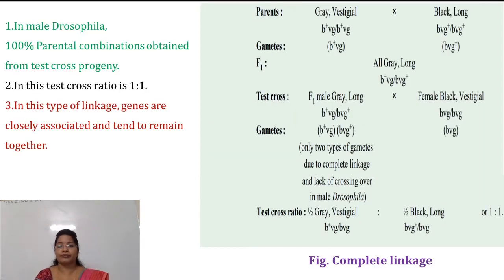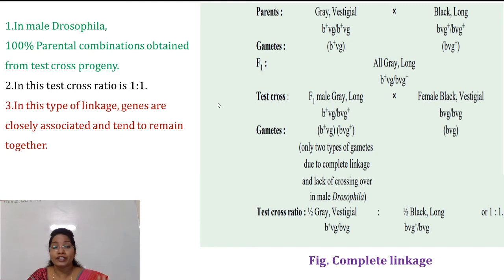Let's study the cross. When a grey vestigial Drosophila is crossed with a black long Drosophila, in the F1 generation they get hybrid grey long Drosophila. This is the normal one. But when this male F1 hybrid grey long Drosophila is back crossed or test crossed with the female black vestigial Drosophila, in the F2 generation, instead of a 1:1:1:1 ratio, they got a 1:1 ratio, that is 50% grey vestigial and 50% black long Drosophila.